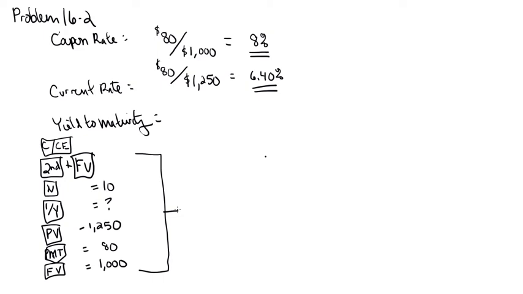All right, go ahead and put the numbers in for each of the buttons, and when you're done, you compute IY, and you should get 4.79%.